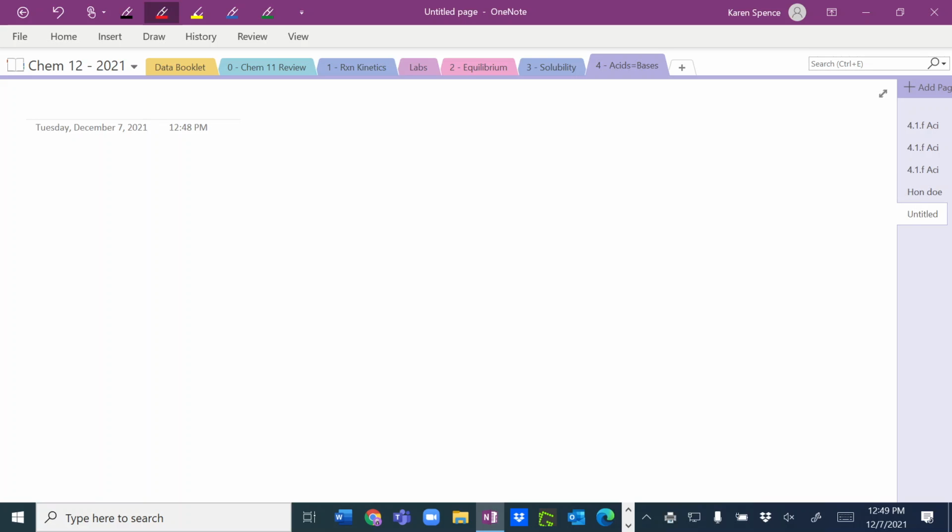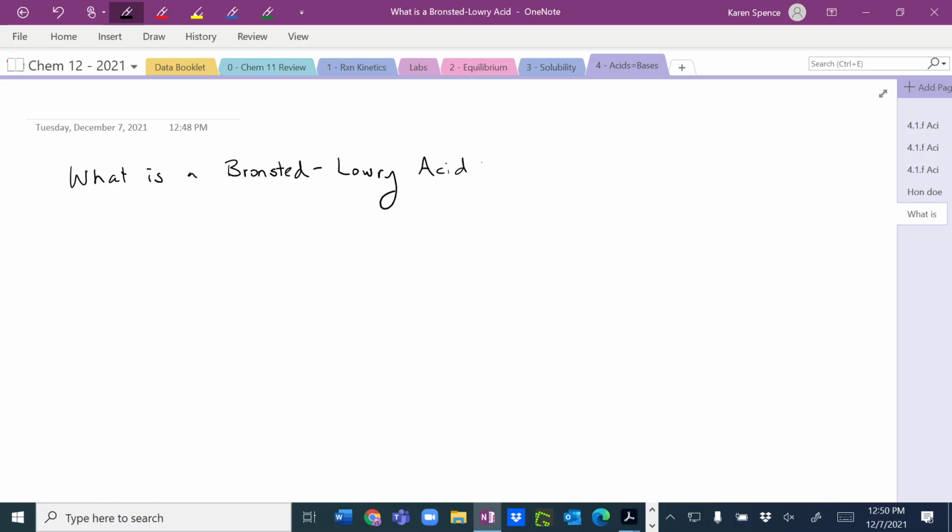So first of all, what is a Bronsted Lowry acid? And this is just off script, okay? So I will post this later, okay? This is just going over 4.1A through E, which you should already know. There's no actual sheet for this, okay? Just reviewing 4.1A through E. What is a Bronsted Lowry acid? Tell your partner. This is not on a sheet.